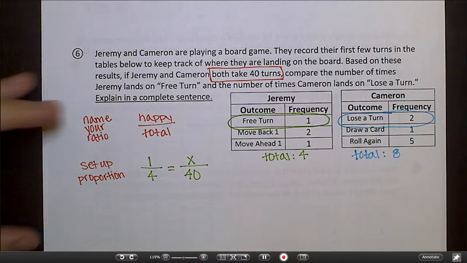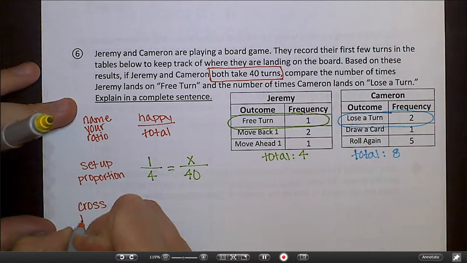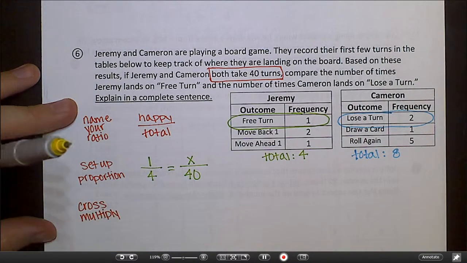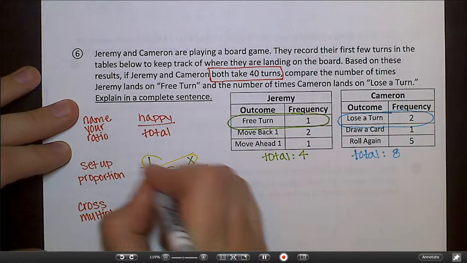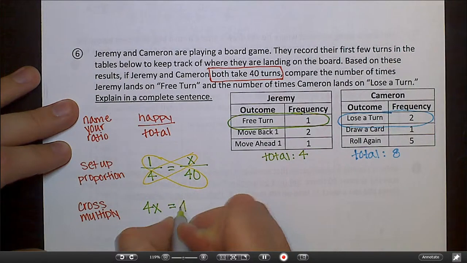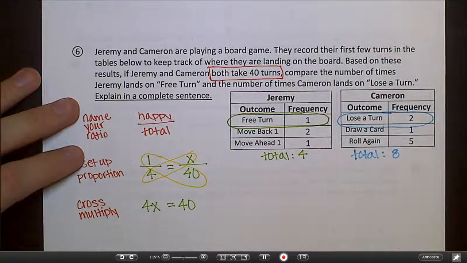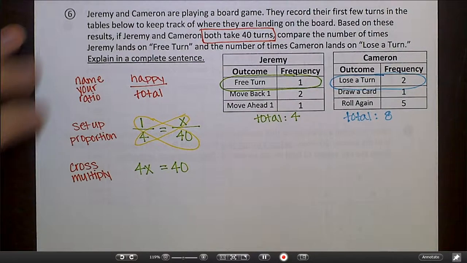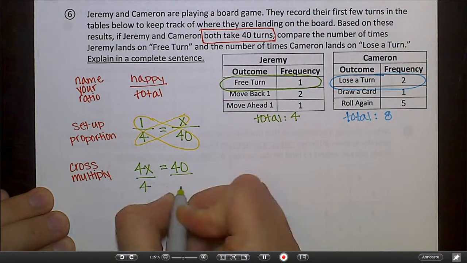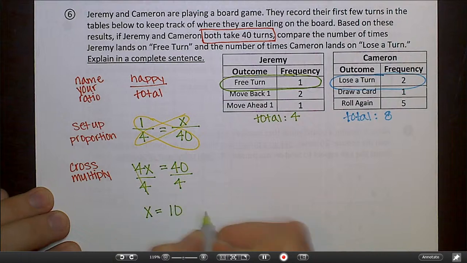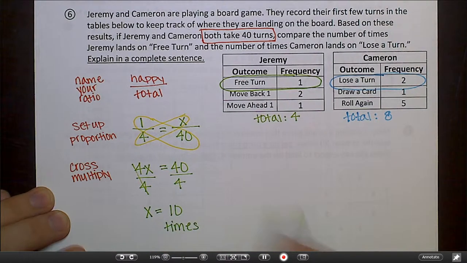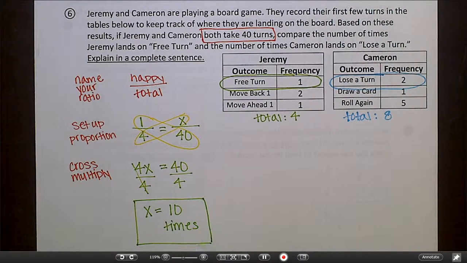So then we need to cross multiply. So 4 times x is 4x. 1 times 40 is, of course, 40. Let's divide both sides by 4. And x equals, let's see, that's 10 times. Okay, so out of 40 turns, Jeremy's probably going to land on free turn about 10 times.